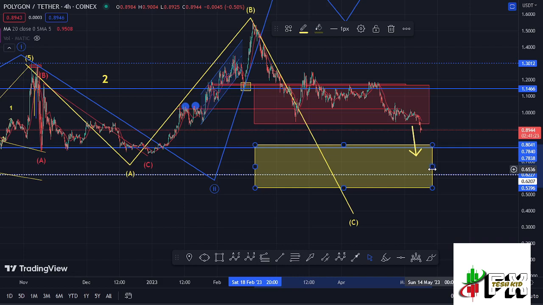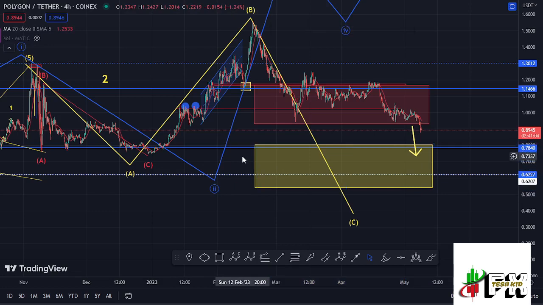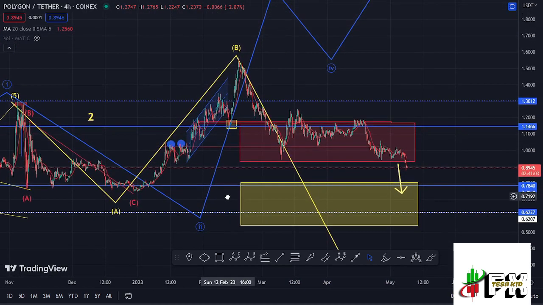So those are my breakdown targets here on the Polygon Matic chart, where there are high chances that we might continue seeing further breakdown and possibly get into the target area between the $0.8 mark and the $0.54 mark in the formation of that wave 2 before we can continue with the run up to the upside in the formation of that wave 3.